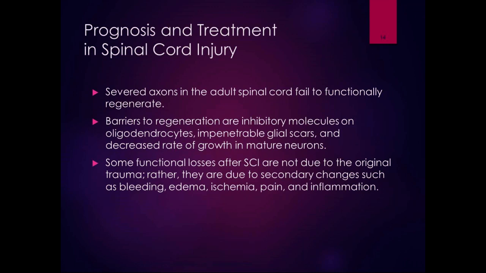So severed axons in the adult spinal cord will not functionally regenerate. So the prognosis is not good for complete regeneration. Barriers to regeneration include inhibitory molecules on oligodendrocytes, glial scarring, just like we talked about before, and decreased rate of growth in mature neurons. So some functional losses after spinal cord injury are not due to the original injury. Rather, they're due to secondary changes such as bleeding, edema, ischemia, pain, and inflammation. So that's why in the acute care setting, they really try to control some of those things so there's a better prognosis later on and you don't have as much functional loss.